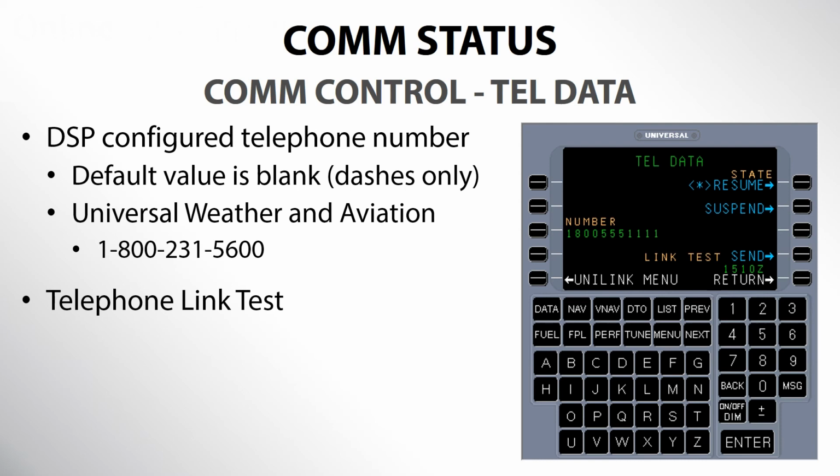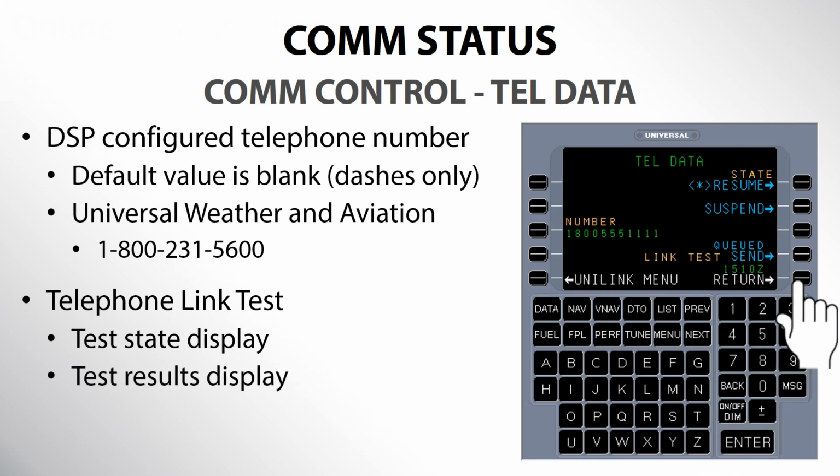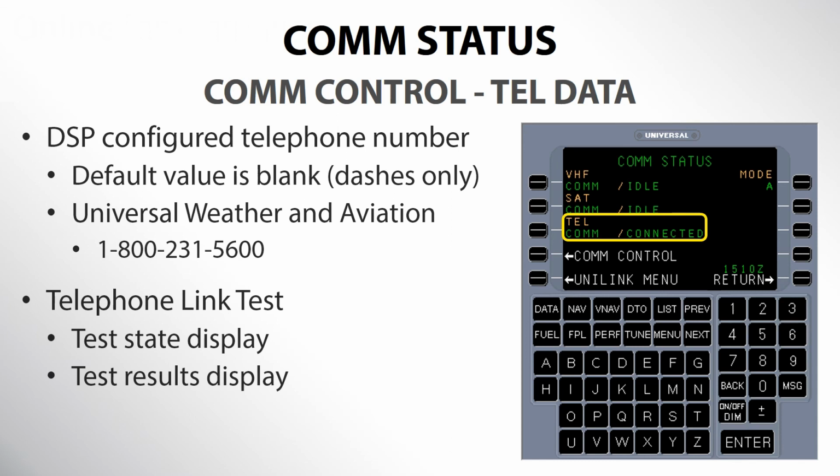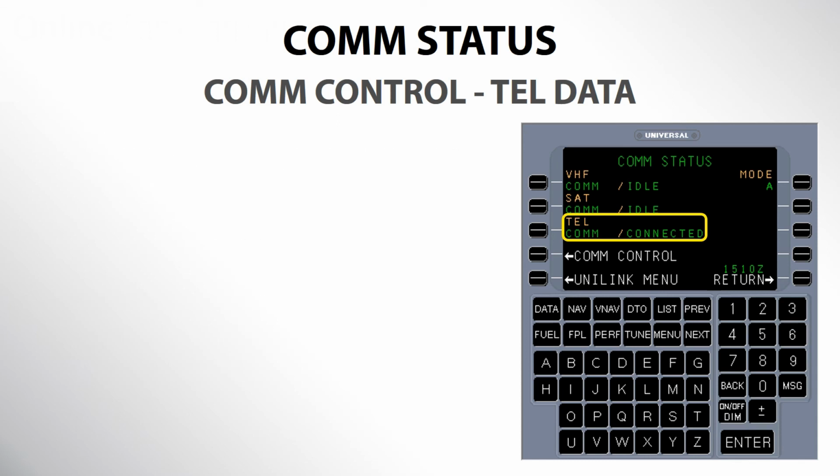The telephone link test provides the operator the ability to test the telephone link by sending a downlink over the telephone system and then displays the link test status. Run the test by selecting Link Test Send. The state of the telephone link test will display on the line above. Once the test is complete, the telephone status is displayed on the Comm Status page. The displayed status is described in the Comm Status section of the operator's manual.